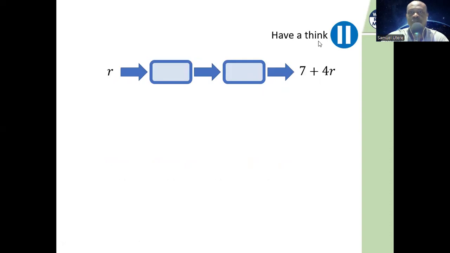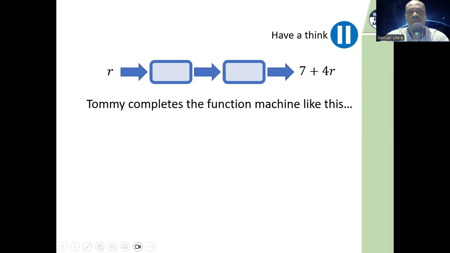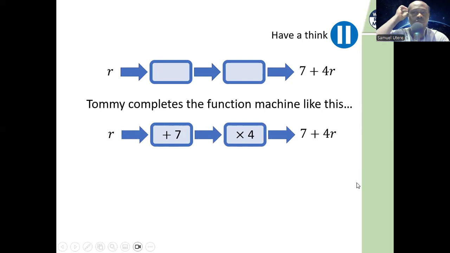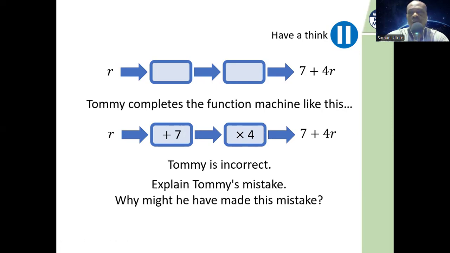Here is this one. This time we have a two-step function machine where it is missing. Again, if you have a think, what could we do? So here, Tommy completes the function machine like this. So this is what Tommy did. Tommy is clearly incorrect. Can you have a think and explain Tommy's mistake? Why might he have made this mistake?